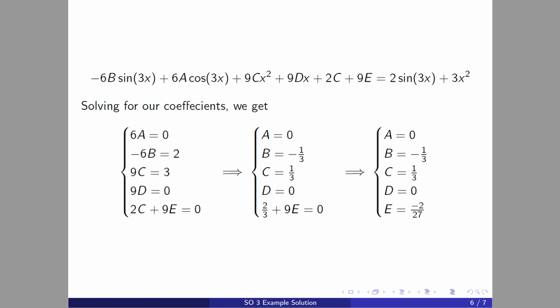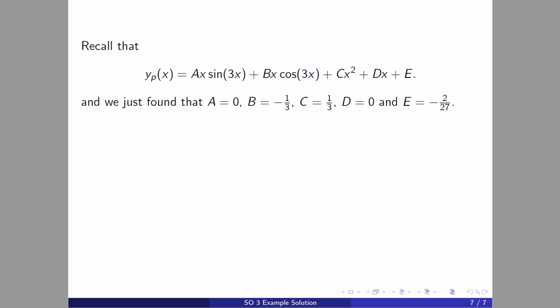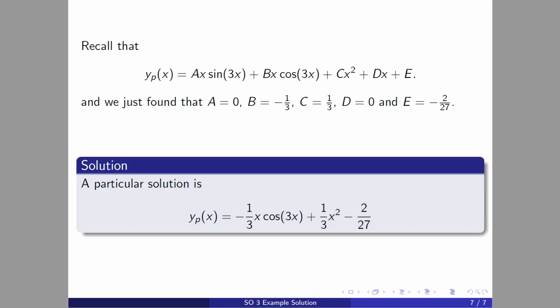So this is what we're going to plug into that format of the particular solution that we found earlier. Recall that that was ax sine 3x plus bx cosine 3x plus cx squared plus dx plus e. So we will have no x sine 3x term, no dx term, but we will have a negative 1/3 x cosine 3x, a 1/3 x squared, and a negative 2/27 for a constant. So the particular solution we found is negative 1/3 x cosine 3x plus 1/3 x squared minus 2 over 27.